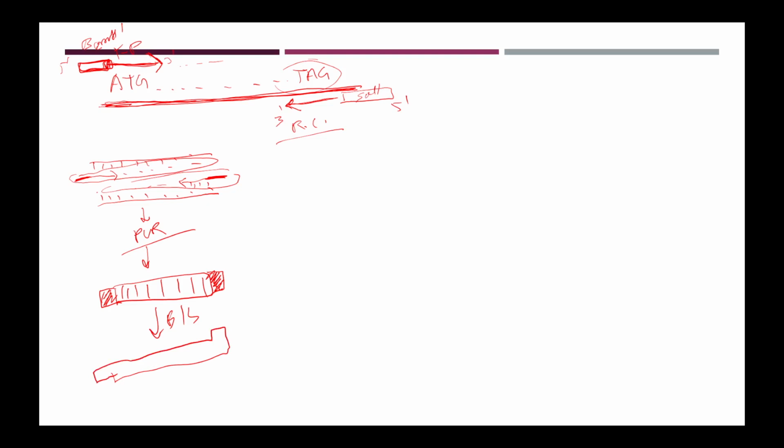Similarly, you have to digest your vector as well. Suppose here I have given two different enzymes, like BamHI and SalI. And suppose if you have only BamHI at both sides, you have to digest your vector with BamHI only.